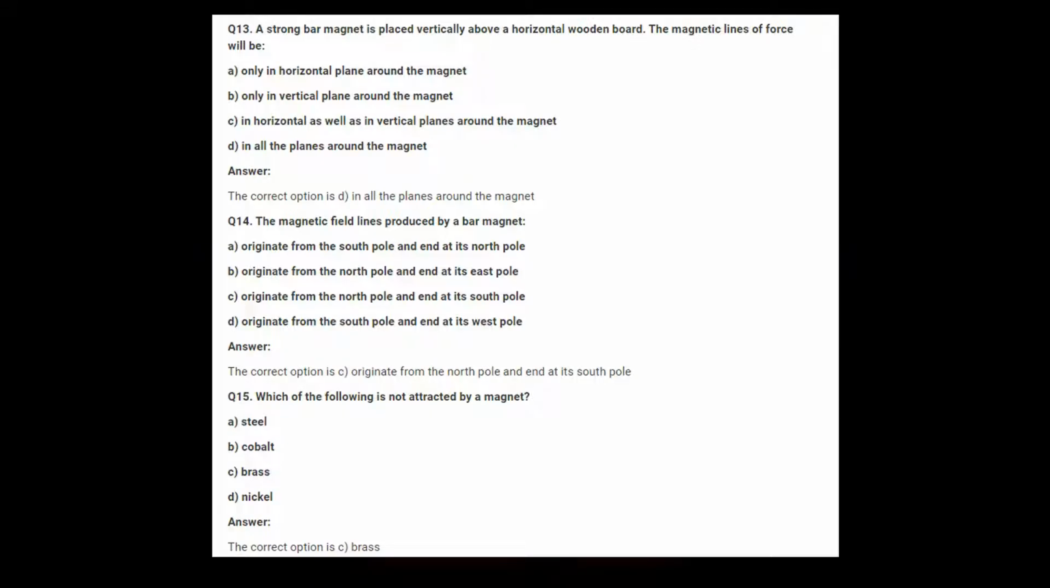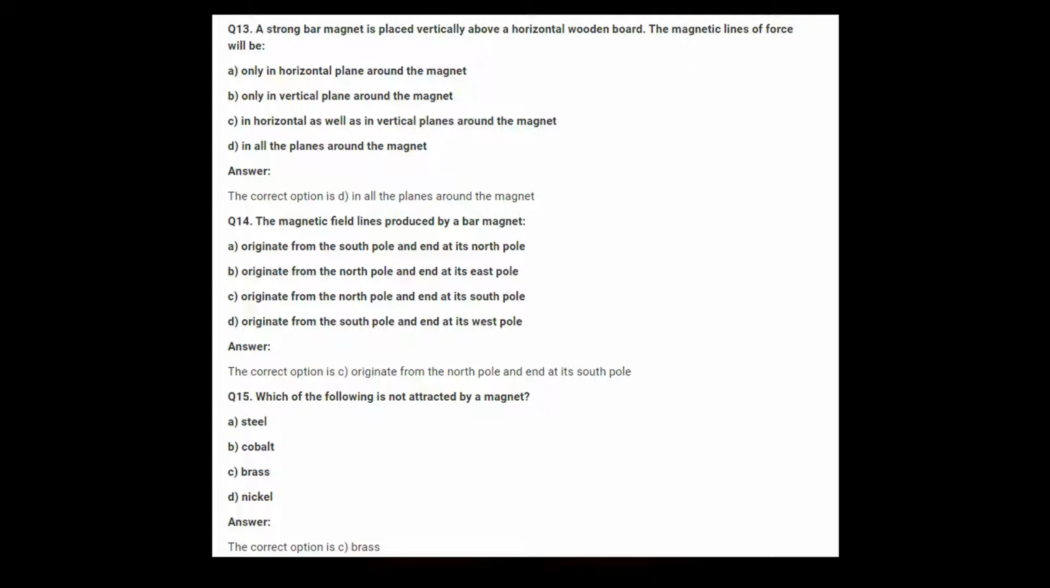Q13. A strong bar magnet is placed vertically above a horizontal wooden board. The magnetic lines of force will be A. Only in horizontal plane around the magnet. B. Only in vertical plane around the magnet. C. In horizontal as well as in vertical planes round the magnet. D. In all the planes round the magnet. Answer: the correct option is D. In all the planes around the magnet.